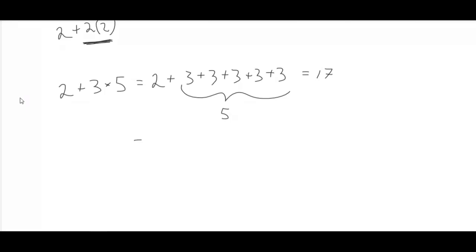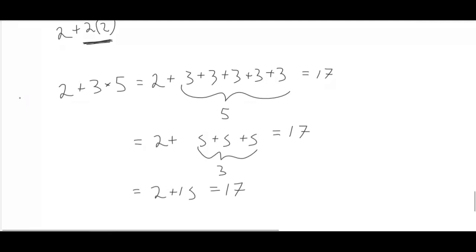That's the right answer. You could also write it as 2 plus 5 plus 5 plus 5. Okay, 5 threes or 3 fives. Either way, you're still getting 17. That's the right answer. You'll notice that's the same as 2 plus 3 times 5, which is 15, right? Which gives you 17, right? Either way, you're doing the multiplication first, okay?